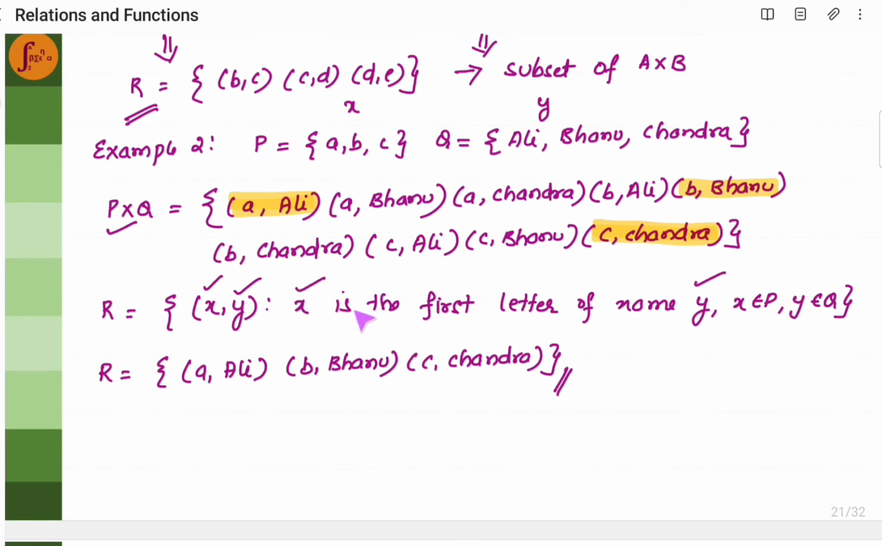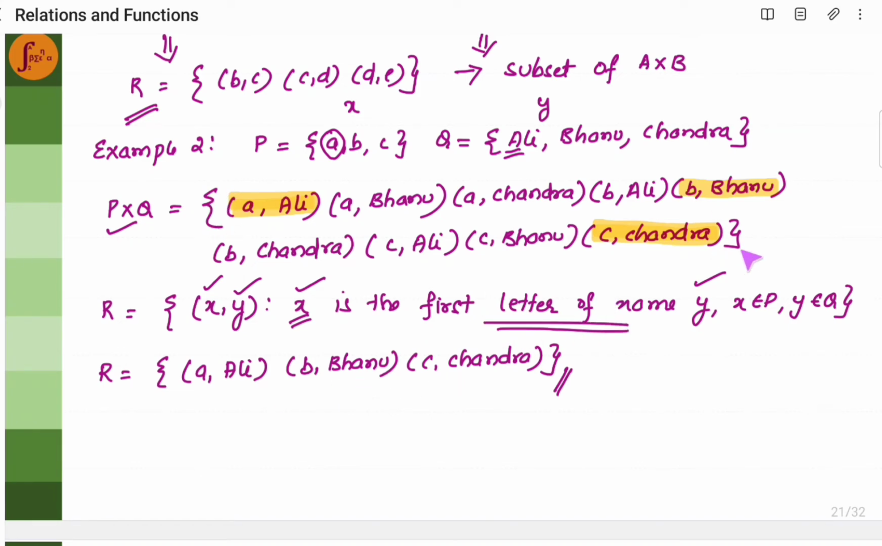So now, how will I form the set? I'll take the first element from set P. Say I'll take A, right? I'll take this first element A, and then the second element should be from set Q and it should start with A, because it is told that X is the first letter of name Y. Here, the first element is A. A should be the first letter of name Y, Ali. So A, Ali; B, Banu; C, Chandra. Basically, these are the ordered pairs that satisfy this relation.